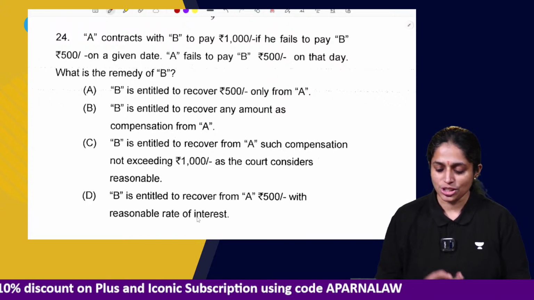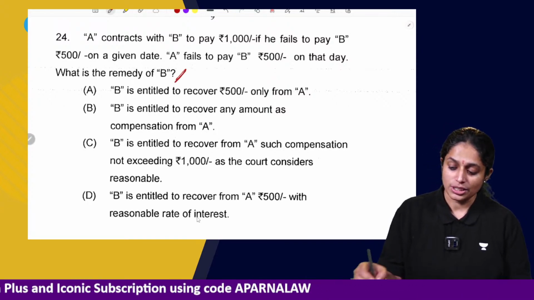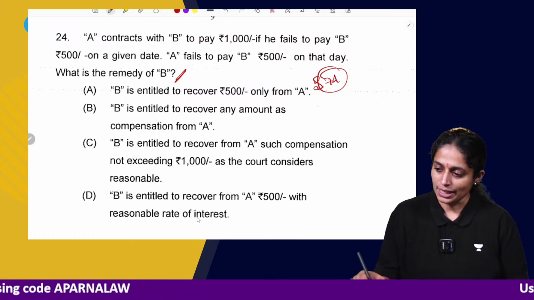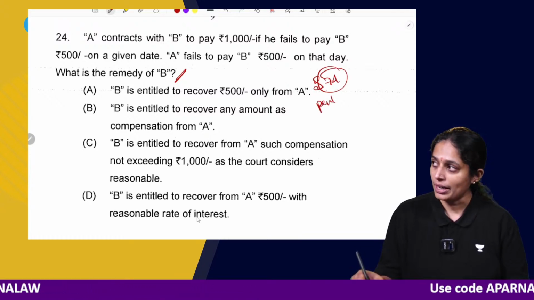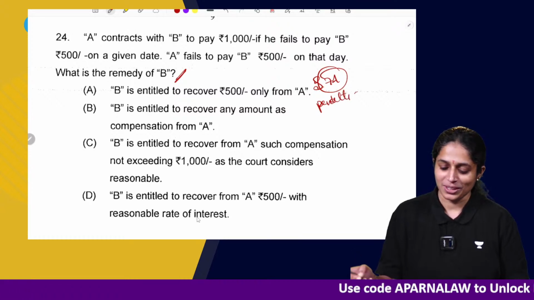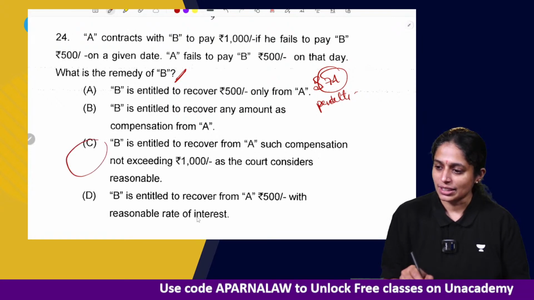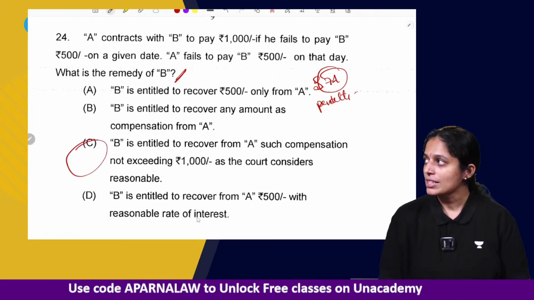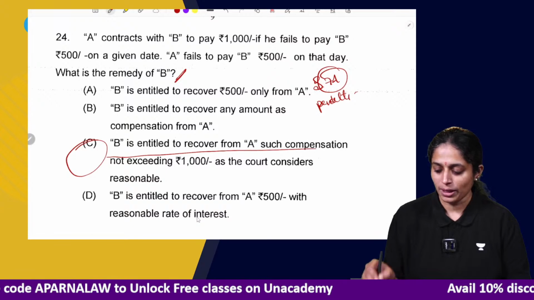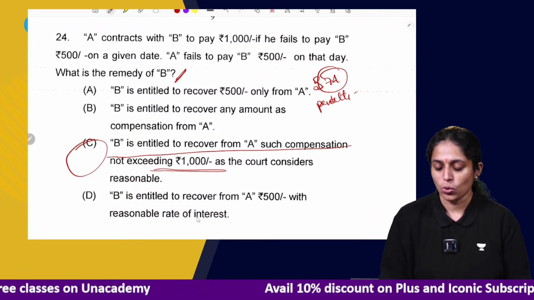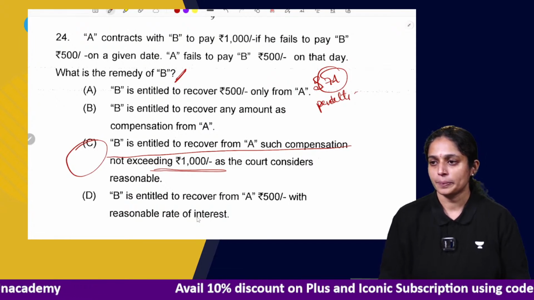The question is based on section 74, where it speaks regarding penalty stipulated. So here C is the correct answer. 24th, C: B is entitled to recover from A such compensation not exceeding rupees 1000 as the court considers reasonable.